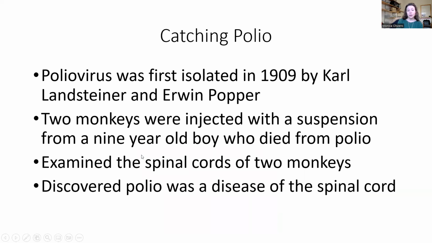All right. So polio was isolated in 1909 by Carl Landsteiner and Erwin Popper. There were 2 monkeys that were injected with suspension from a 9-year-old boy who died from polio. This is when they discovered that the spinal cords of the monkeys were damaged. That makes sense because if children can't walk or can't breathe, all those signals are coming from the spinal cord.